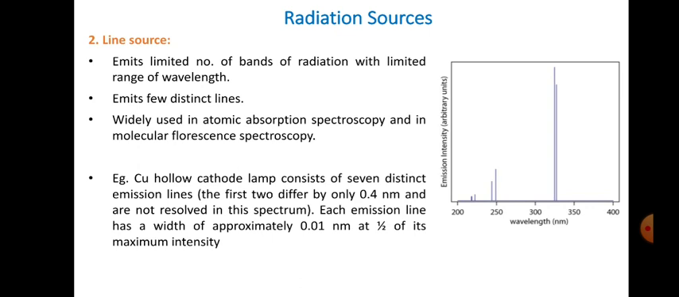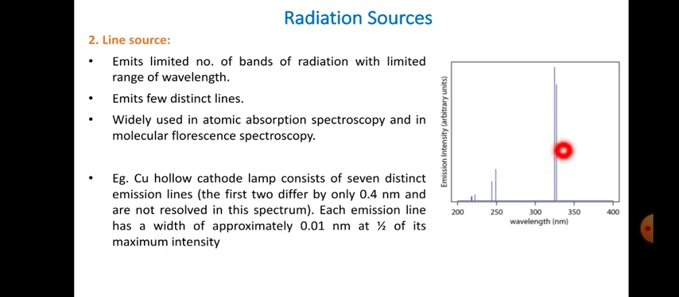Then the second type is the line source. We can easily make this out from the figure represented here. When we compare, the continuum source was emitting the radiation in a broad way, whereas in the line source you can easily make out these are lines. So the radiation is emitted in a very narrow range. A line source emits a limited number of bands of radiation with a limited range of wavelength. Earlier there was a broad range of wavelength, but in this case the range is very limited and you can observe very few distinct lines.